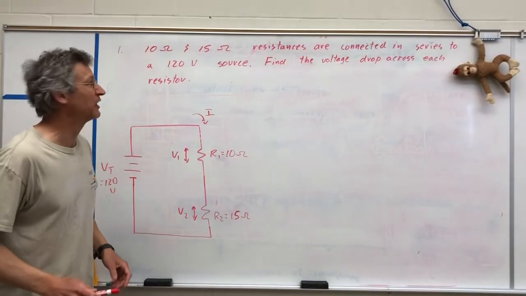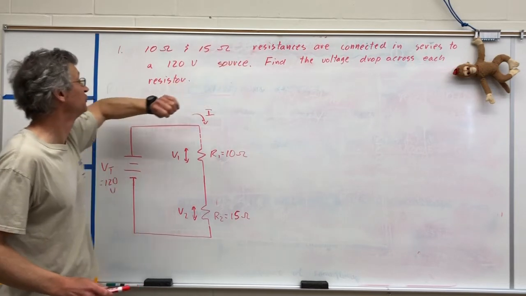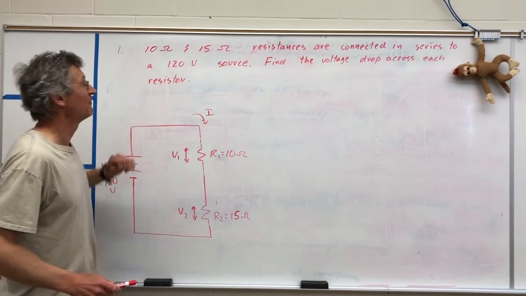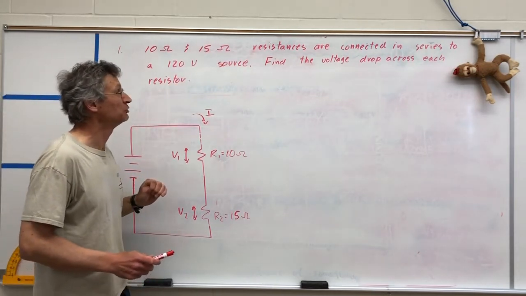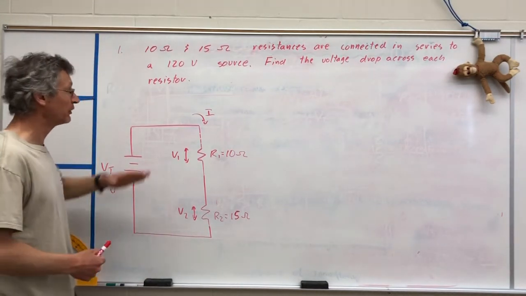Here's a good problem to take a look at. 10 and 15 ohm resistances are connected in series to a 120 volt source. Find the voltage drop across each resistor. So the first thing to do is to draw the circuit that you're dealing with. It might not be given.